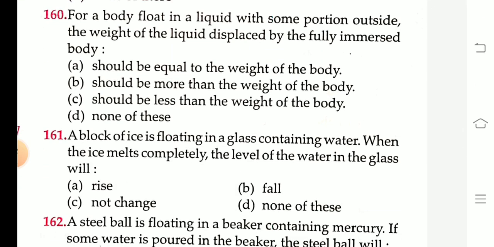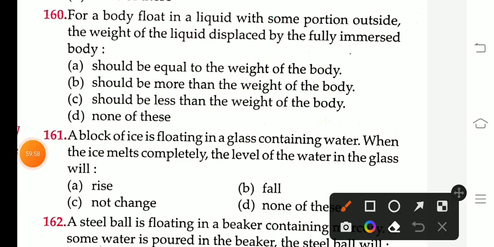For a body floating in a liquid with some portion outside, the weight of the liquid displaced by the fully immersed body should be equal to the weight of the body. Should be more than the weight of the body. Right answer will be option B.